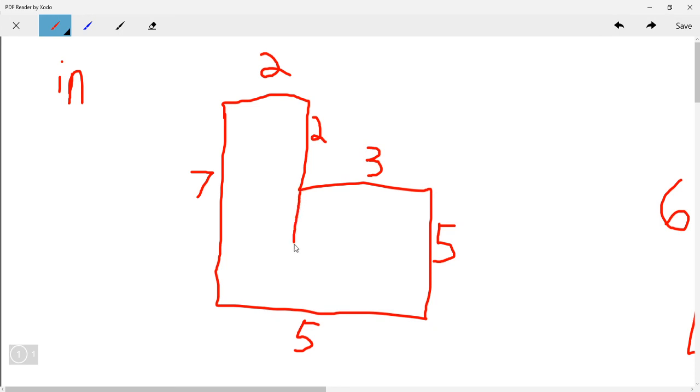So now we can split it up like this. And now this rectangle is going to be 7 and 2. So that would be 14 inches squared. And then this one is 3 and 5, which is 15 inches squared. And then 14 plus 15, also 29. So that is how you can find the area of these shapes that are actually two rectangles combined. So hopefully that clears things up.